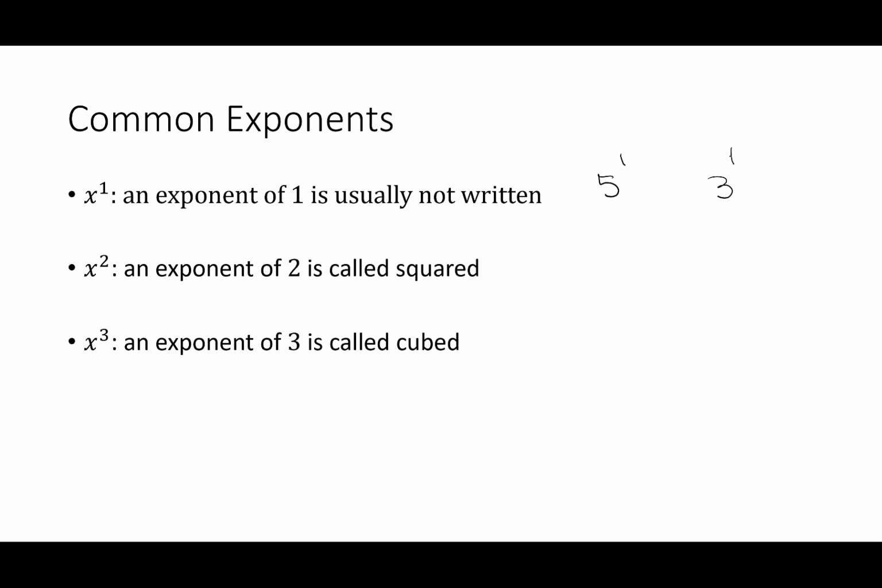When we have x to the power 2, we call this squared. So anything to the power 2, we're going to say like 3 squared, 4 squared, 5 squared, which makes it easy for us to say. Same thing with power 3, we call this cubed.